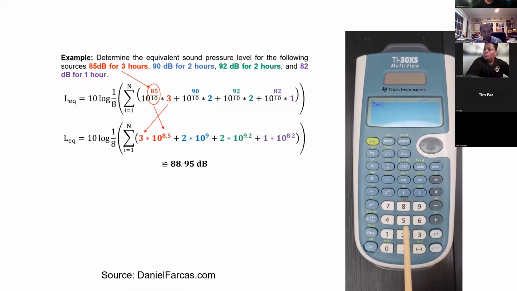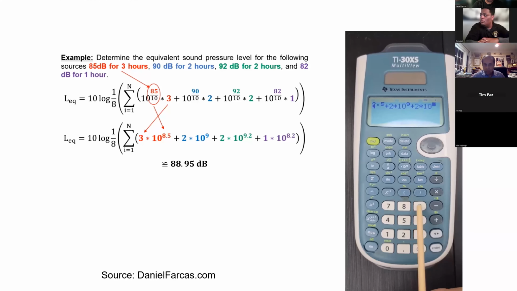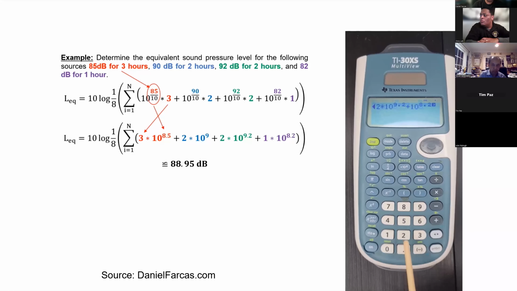So then we have 3 times 10 to the power 8.5, plus 2 times 10 to the power 9, plus 2 times 10 to the power 9.2, plus, and we can put it directly, 10 to the power 8.2, which gives us the answer.